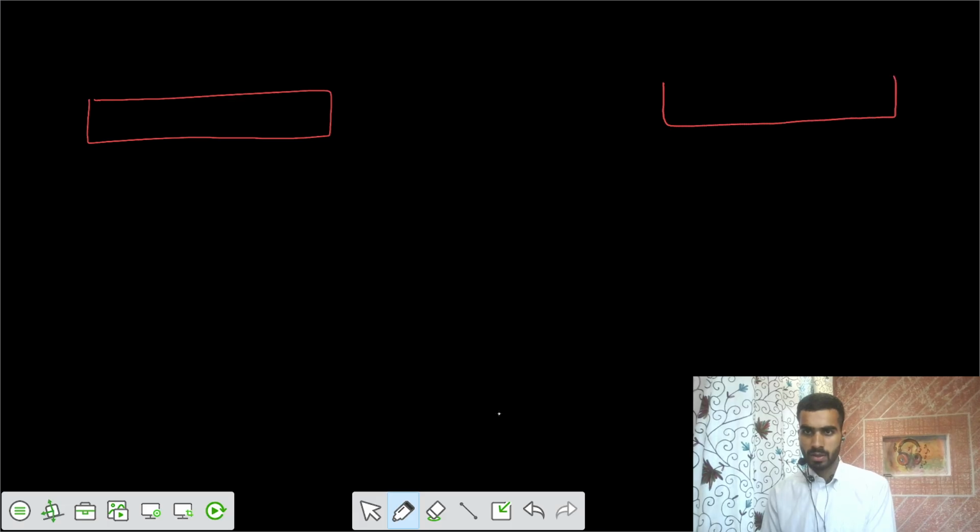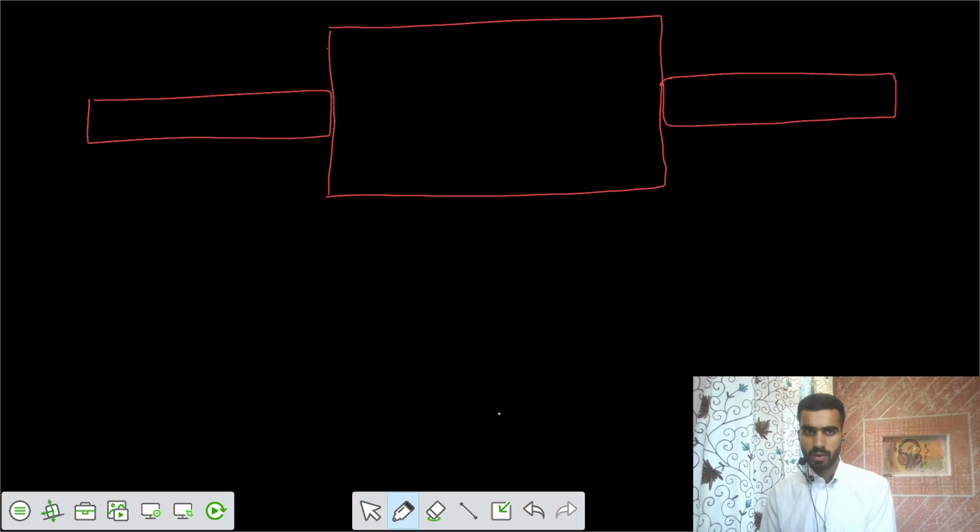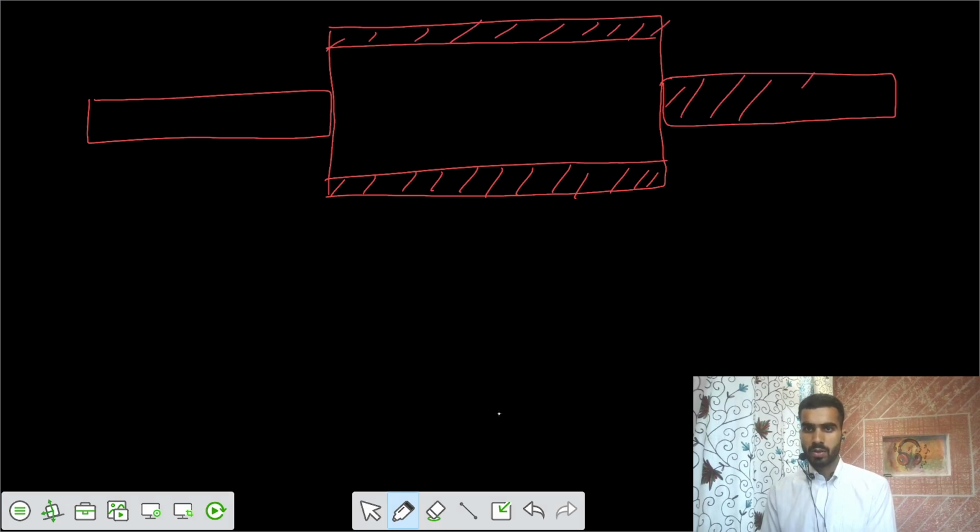So let's take one more problem. You have a shaft, then the same shaft, and one more shaft in the middle, and this is a hollow shaft. So the material is only this part, the dashed part. We have that material only.